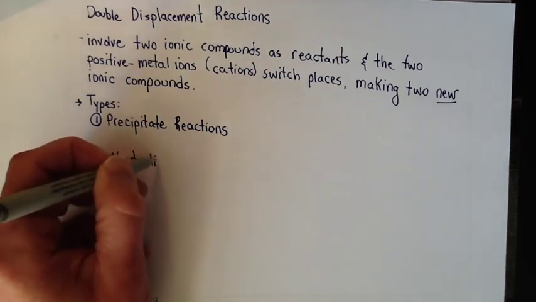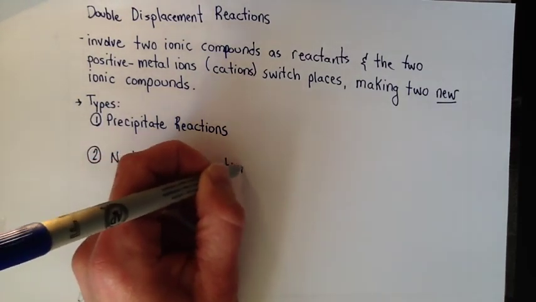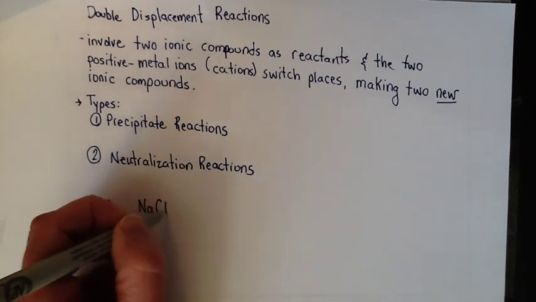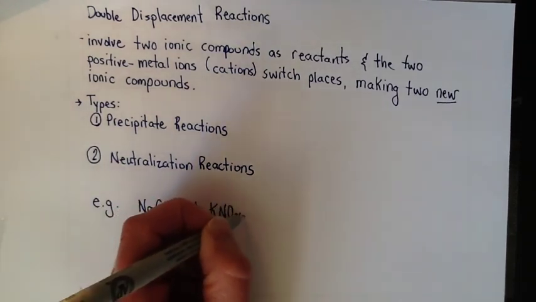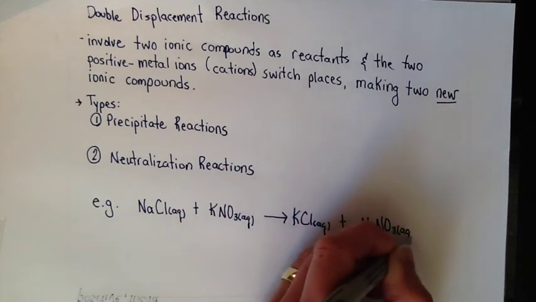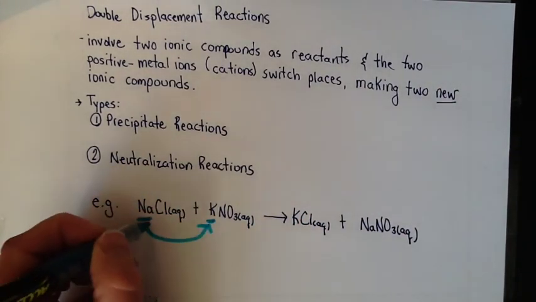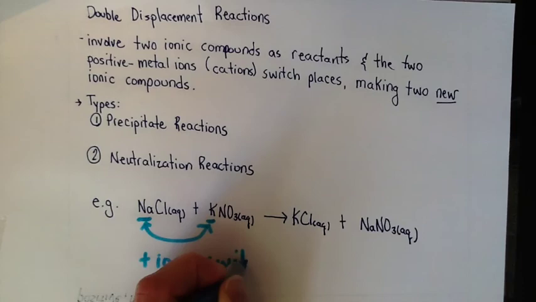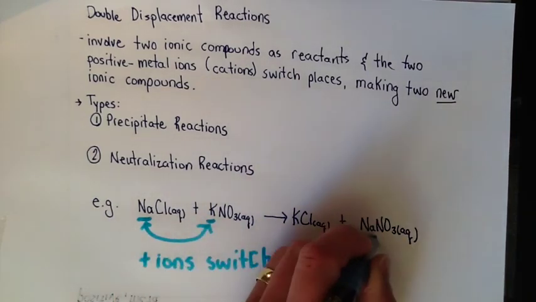A general example of a double displacement reaction would be aqueous sodium chloride reacts with aqueous potassium nitrate to produce aqueous potassium chloride and aqueous sodium nitrate. Notice the sodium and the potassium switch spots.